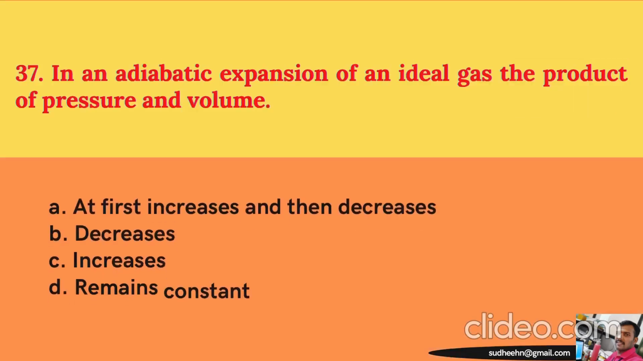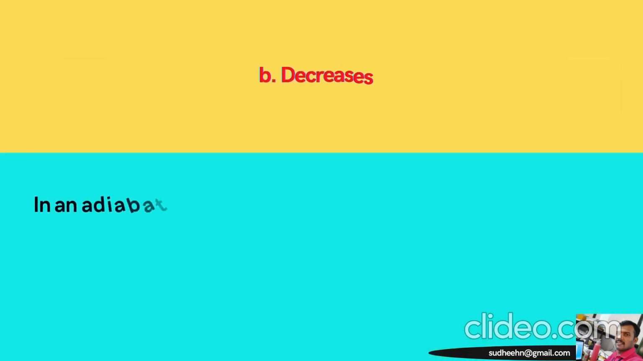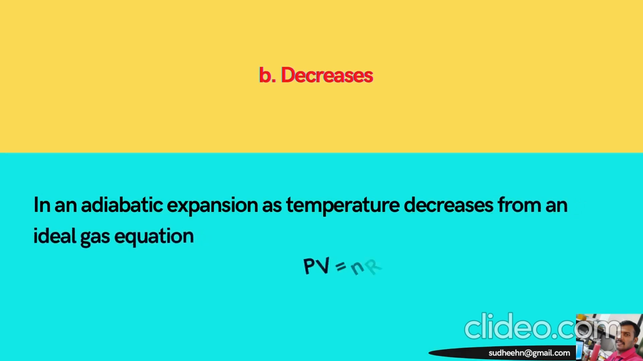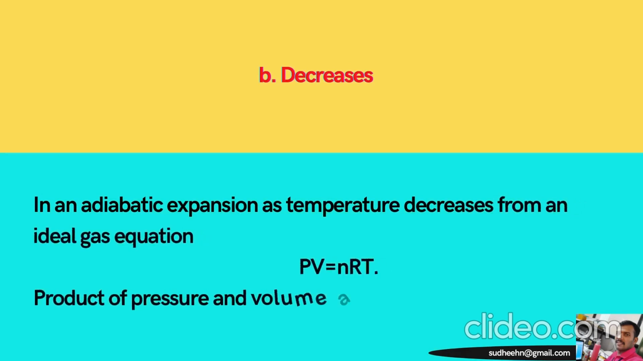Question number 37. In an adiabatic expansion of an ideal gas, the product of pressure and volume: Options are A, at first increases and then decreases. Option B, decreases. Option C, increases. And option D, remains constant. And the right answer is option B, that is decreases. Because in adiabatic expansion, temperature decreases, by using the ideal gas equation, PV is equal to nRT.